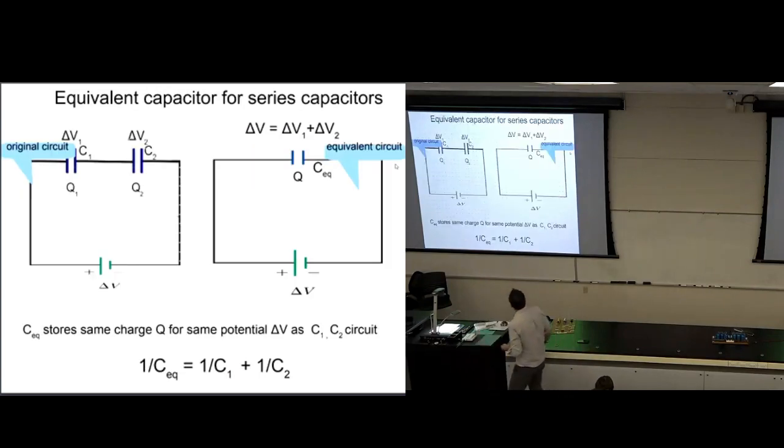So let me show you the answer to this problem. Here's the original circuit. It has the two capacitors in parallel with one another. I've indicated the charges on the plates and the voltages between the plates. They share the voltage from the battery.